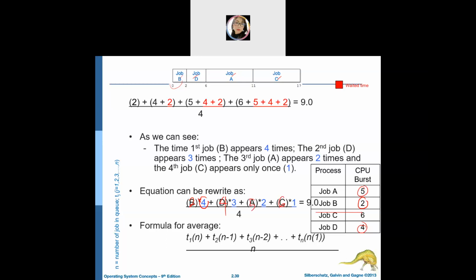2, 4, 5, and 6. When you do this equation, you're going to get a similar value.